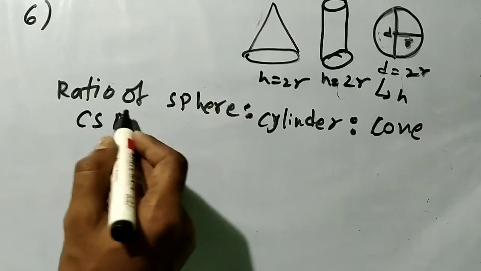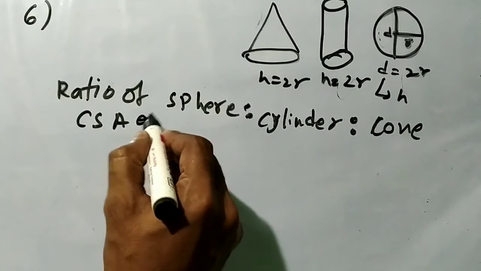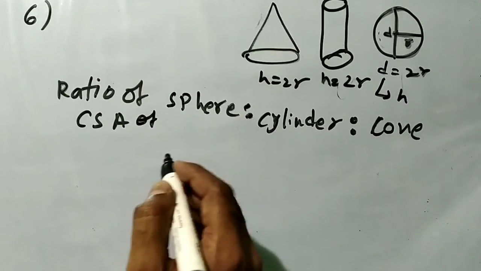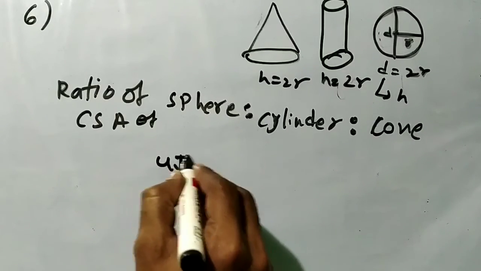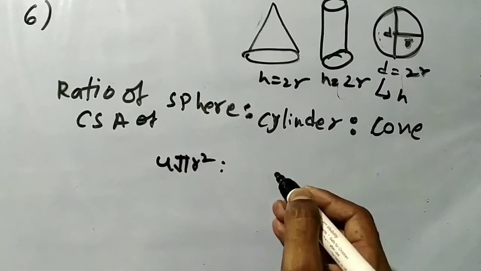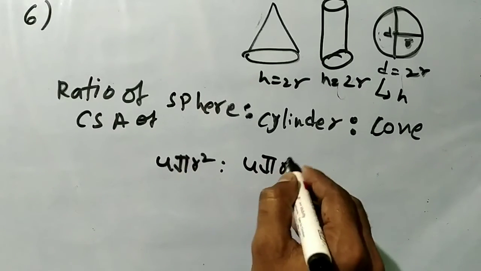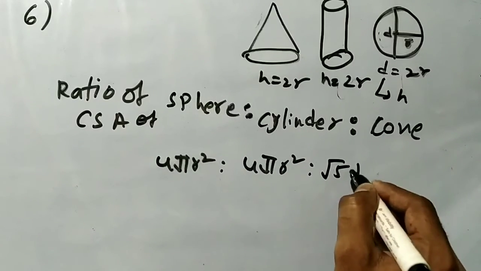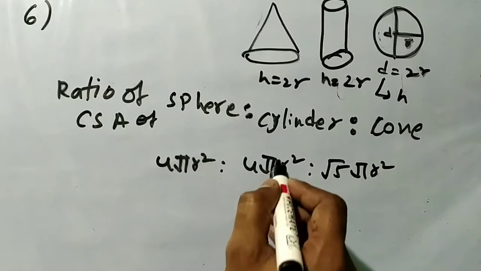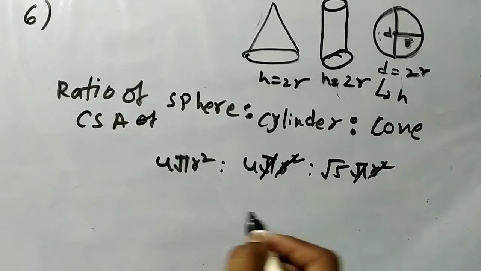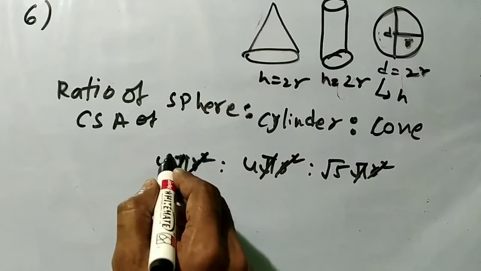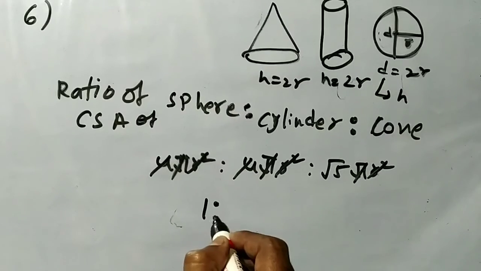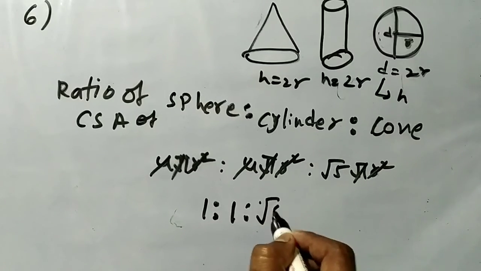Here, the ratio of CSAs of sphere, cylinder, and cone. We know that for the sphere we got 4 pi r square, the cylinder also 4 pi r square, and the cone is root 5 pi r square. So pi r square cancels, and 4 and 4 get cancelled. We get 1 is to 1 is to root 5. This is the answer.